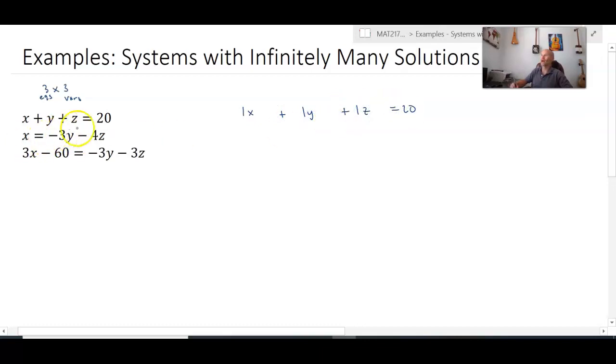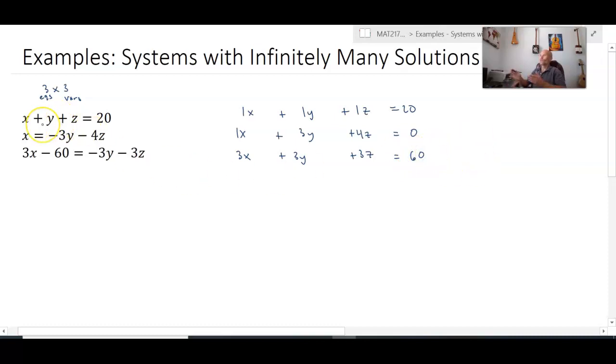The second equation, we'll add 3y and 4z to the other side. We get 1x plus 3y plus 4z equals 0. And the third equation, we have 3x, but then we'll add 3y, we'll add 3z. And then we'll move the negative 60 to the other side. We'll add 60 to both sides, so we get equals 60.